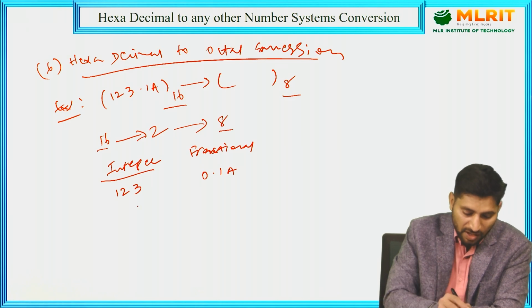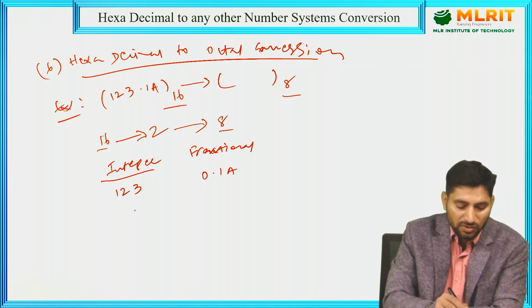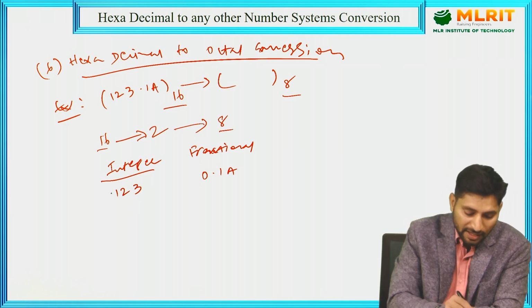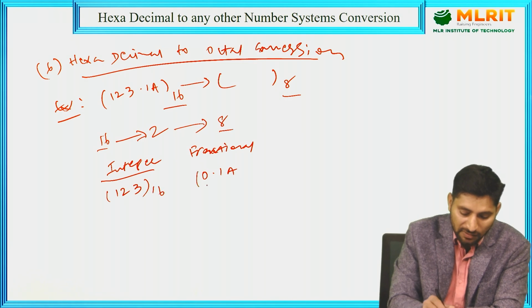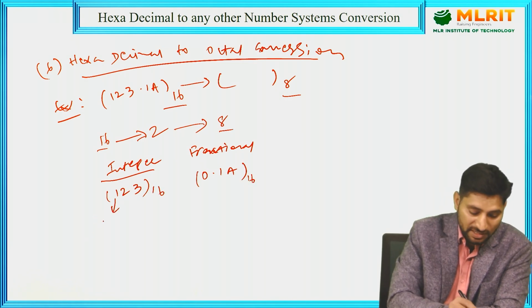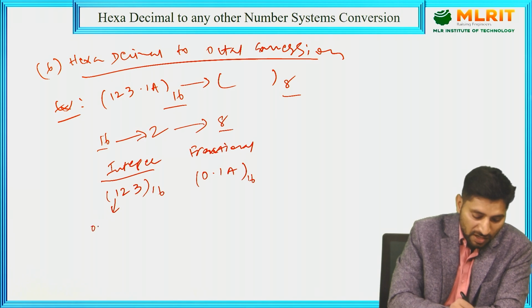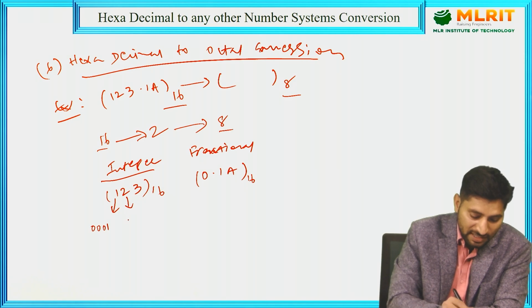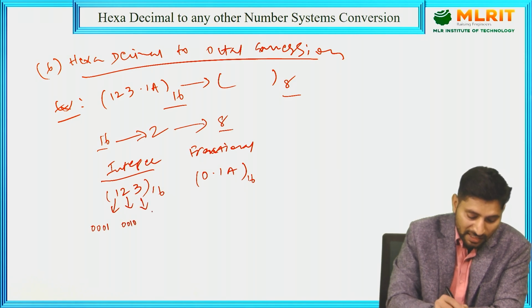Okay, fine. How can I convert this hexa quantity into binary? By making 4-bit binary equivalents of each hexa digit. So I can convert this 1 into 0, 0, 0, 1. This 2 I can convert into binary 0, 0, 1, 0. This 3 I can convert into binary 0, 0, 1, 1.